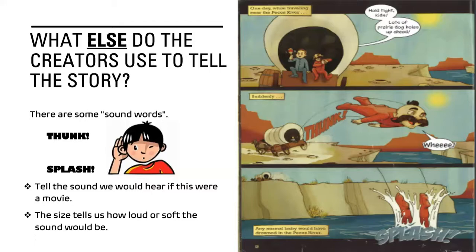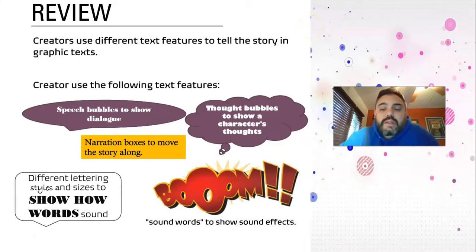So let's move on to a review. All right. Today, as a review, we've learned that creators use different text features to tell the story in graphic text. Creators use the following text features like speech bubbles to show dialogue, thought bubbles to show a character's thoughts, narration boxes to help keep the story moving along, and different lettering styles and sizes to show how sounds work, or how words sound, I'm sorry.